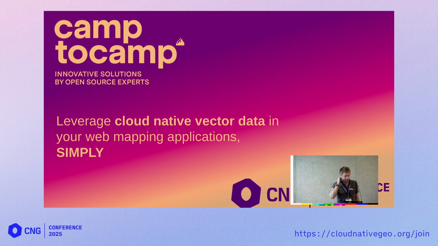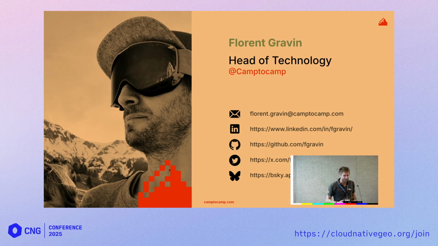So I'm going to talk about, I think it's the same idea as the first presentation, how to leverage cloud-native vector data in your geospatial application in the easiest way, in an easy way for developers or for normal people, I would say. First, to introduce myself, I'm Florent Gravin, Head of Technology at Camptocamp.